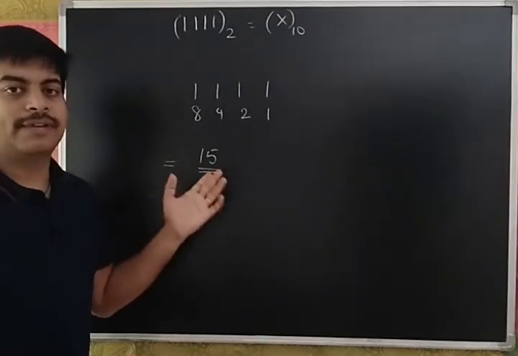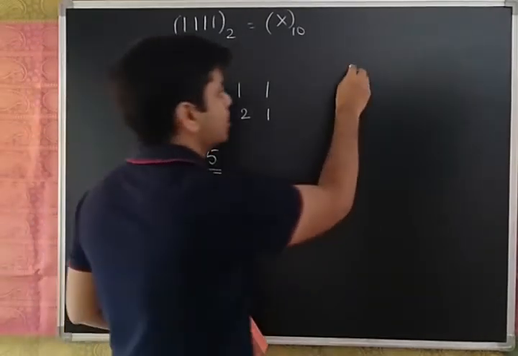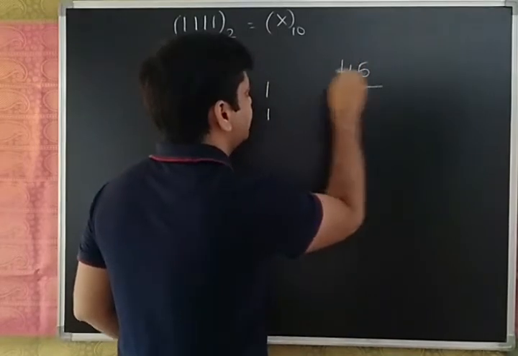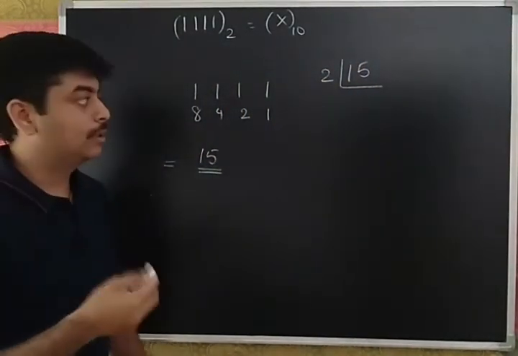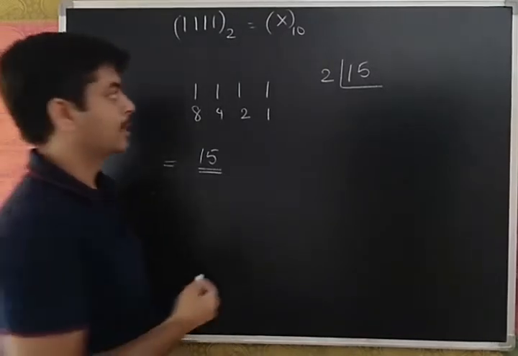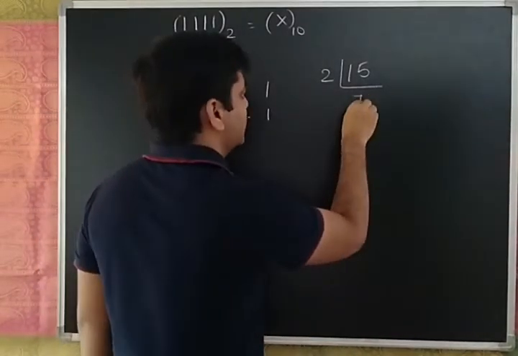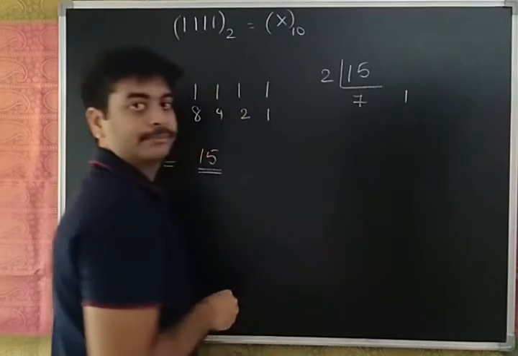Let us quickly verify whether it is correct or wrong. What will you do for verification? So divide 15 by 2, always. That is a rule, that we need to divide with 2. So 2 7s are 14 and the remainder is 1.